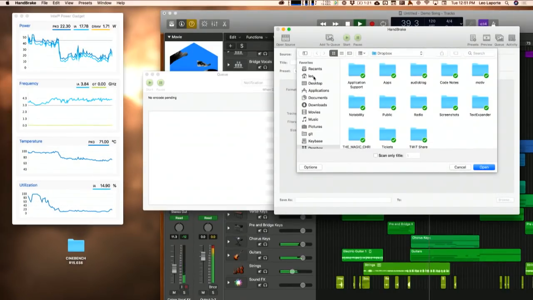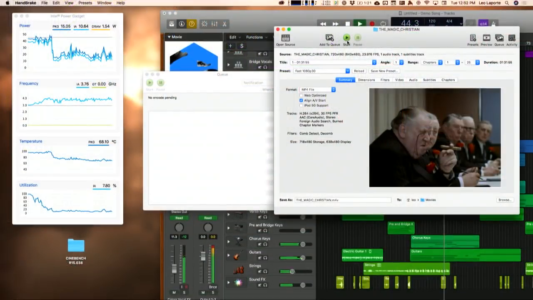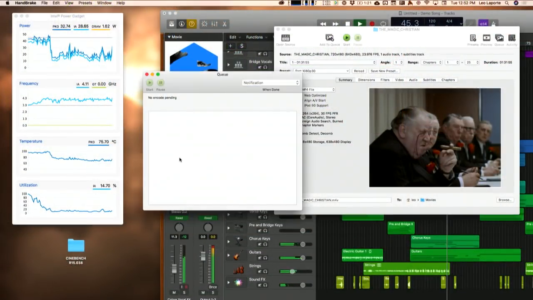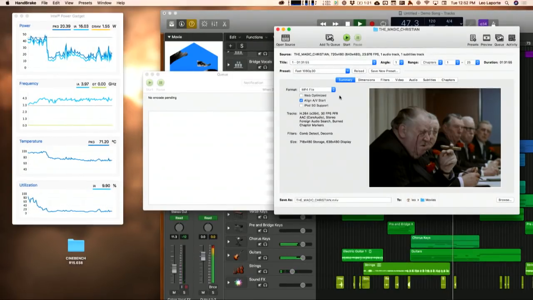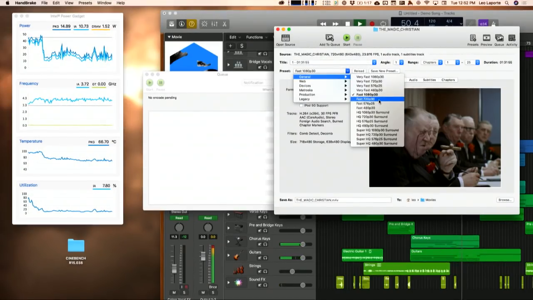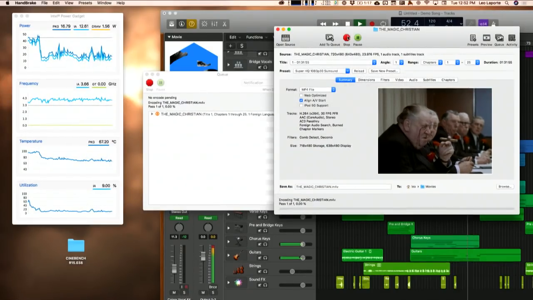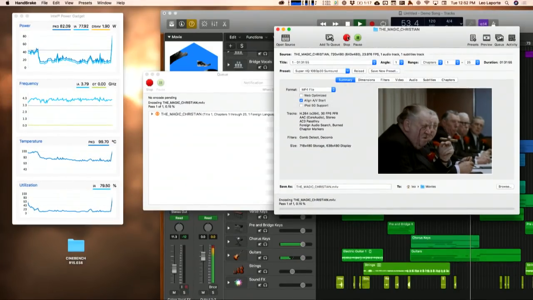Actually, this would be a good test of whether the patch fixes Handbrake. So now I'm going to start transcoding. Let's see. I need to get an encode pending. So what do we want to encode it as? Fast. Let's not do fast. Let's encode it for super high quality. Why not? In surround sound. The Magic Christian, ladies and gentlemen. Now how much would you pay?